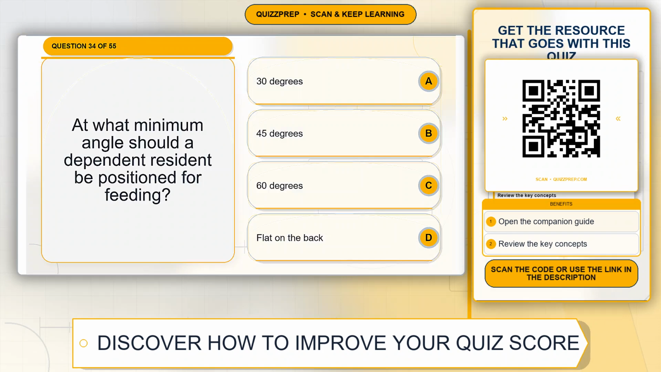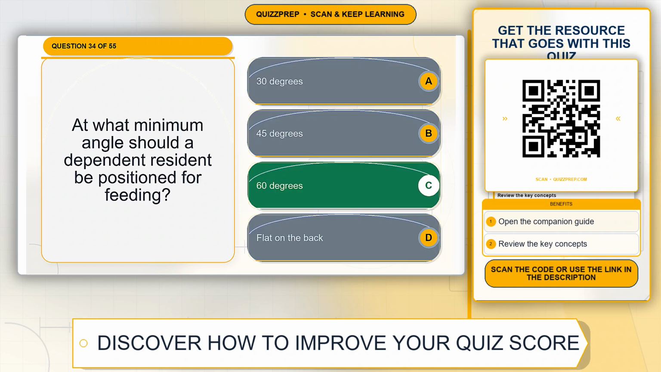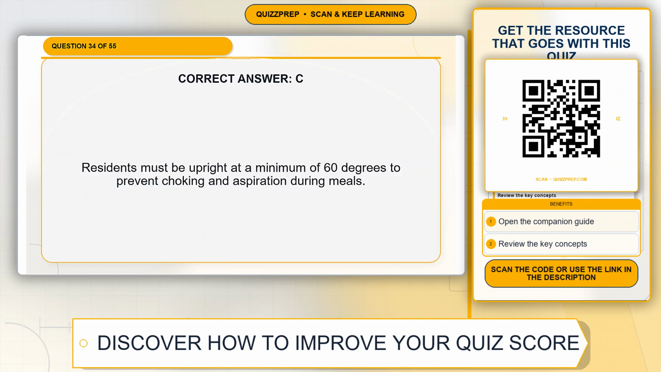Question 34. At what minimum angle should a dependent resident be positioned for feeding? Option A, 30 degrees. Option B, 45 degrees. Option C, 60 degrees. Option D, flat on the back. The correct answer is option C, 60 degrees. Explanation. Residents must be upright at a minimum of 60 degrees to prevent choking and aspiration during meals.